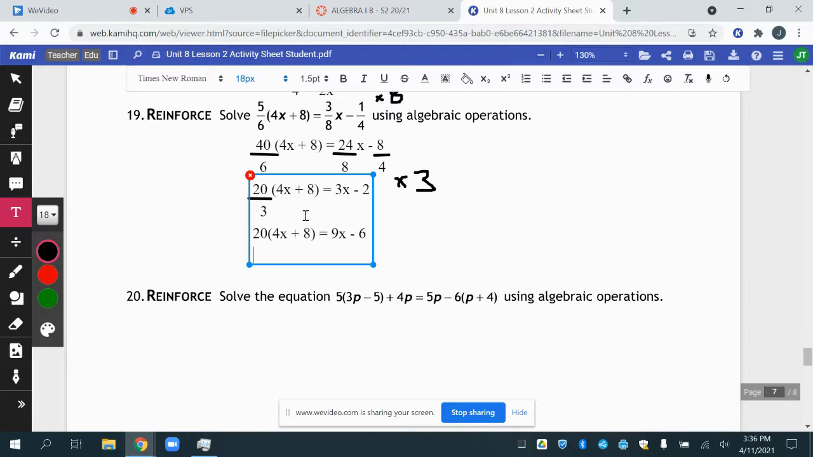All right, almost there now. Now I need to distribute the 20. 20 times 4 is 80. And 20 times 8 is 160. Oh, goodness. Equals 9x minus 6.